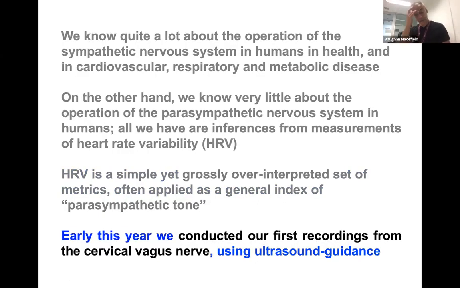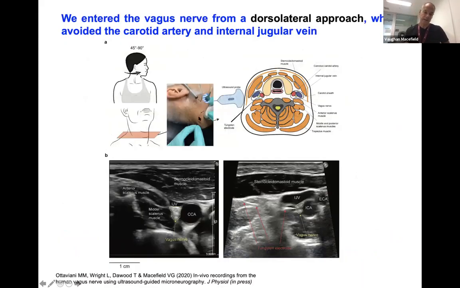Anyway, earlier this year, as I mentioned, we conducted our first recordings from the cervical vagus nerve using ultrasound guidance. Now, people hadn't attempted this before because obviously the vagus nerve runs next to the carotid artery and the jugular vein, and it's kind of tiger country in there. So we used ultrasound guidance. This was an approach developed and popularized by Nisha Charkoudian and Tim Curry at the Mayo for going to the common peroneal nerve in obese people. And it clearly works here. So this is a very handsome head here.